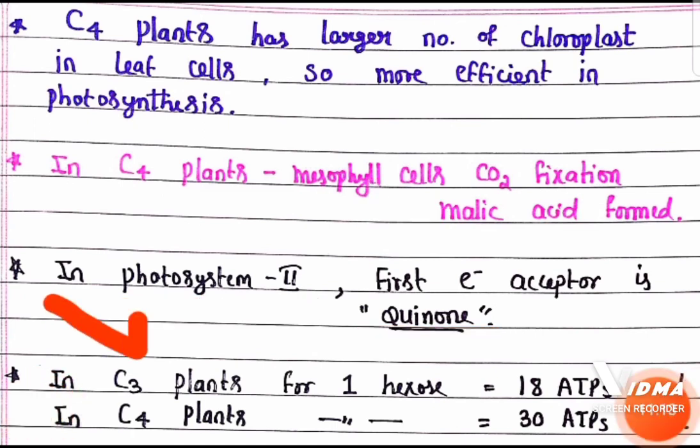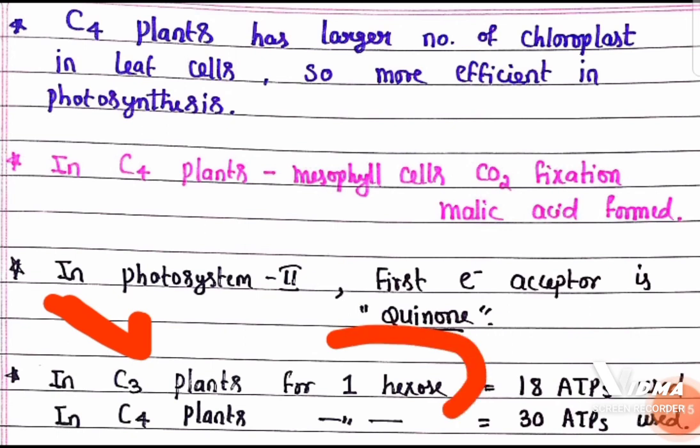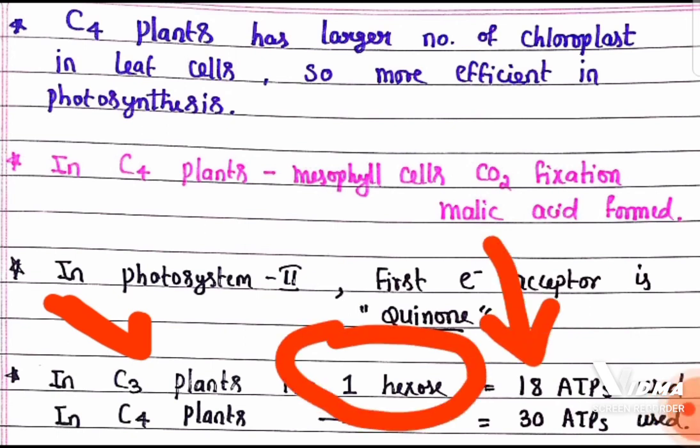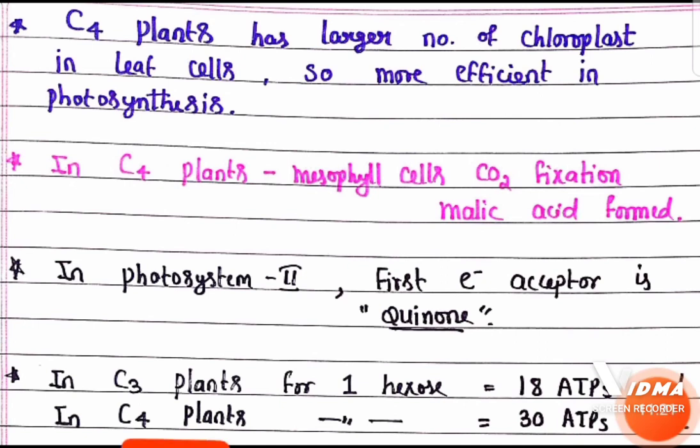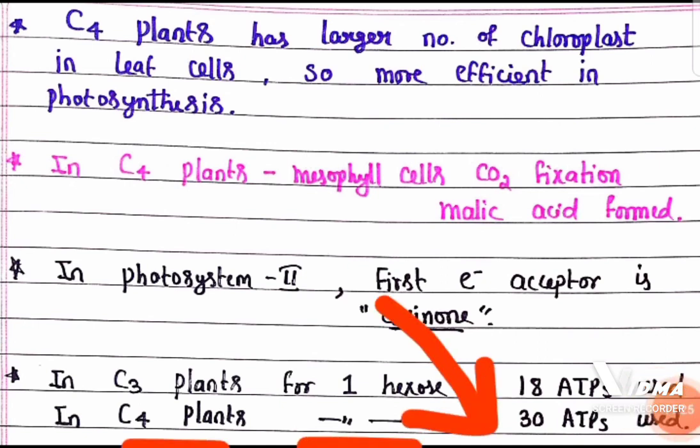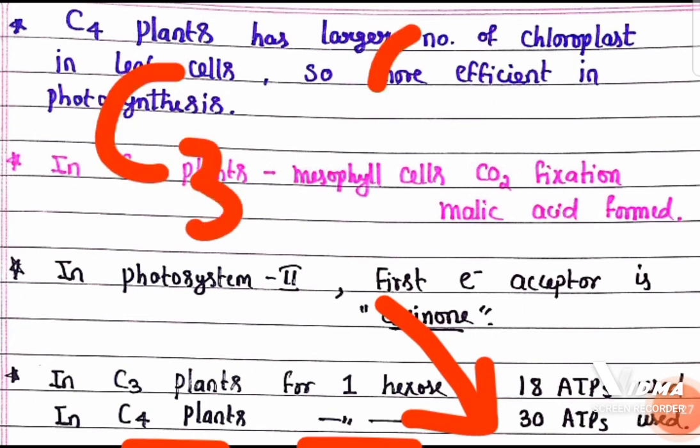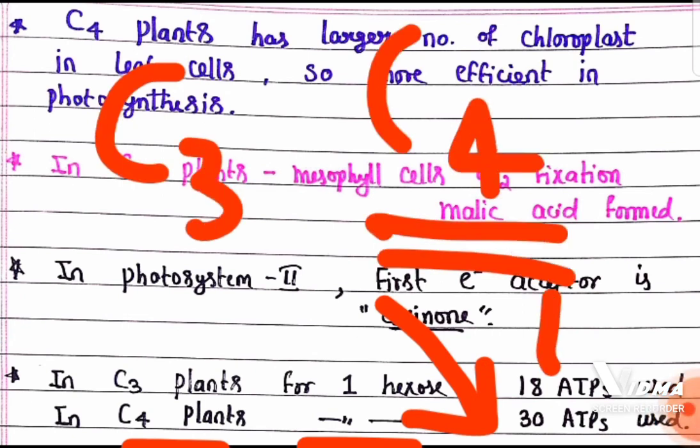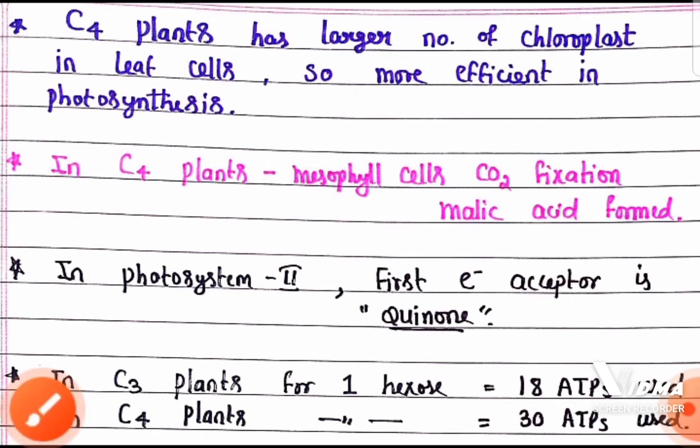Remember, in C3 plants, to produce 1 hexose, 1 glucose, 18 ATPs are required. Whereas in C4 plants, to produce 1 hexose, 1 glucose, 30 ATPs are required. So compared to C3, C4 plants need 12 more ATPs to produce 1 glucose. So these are the important points from this chapter.